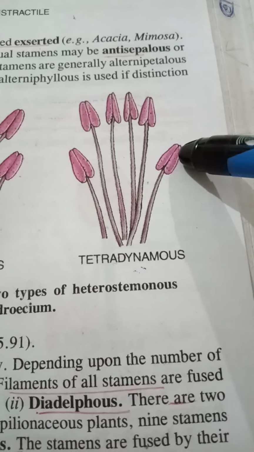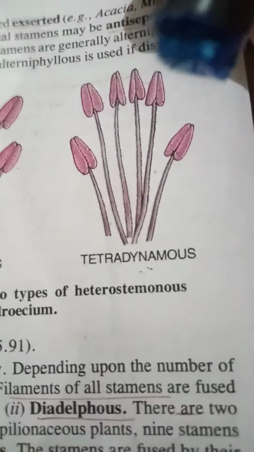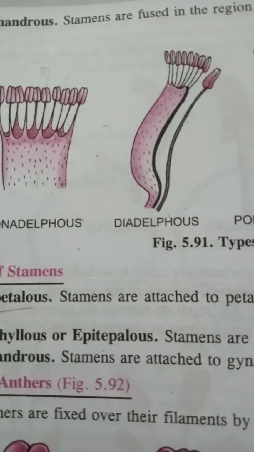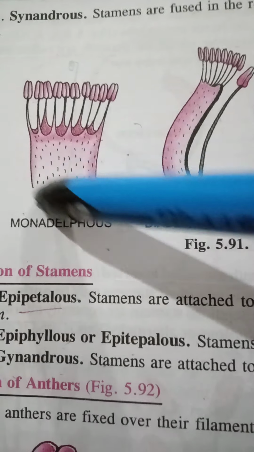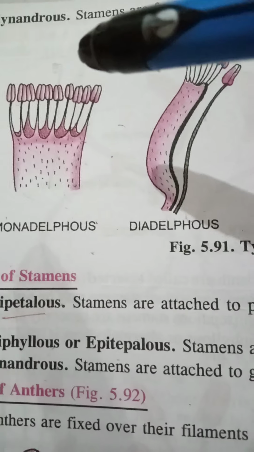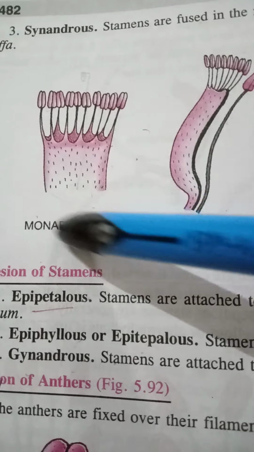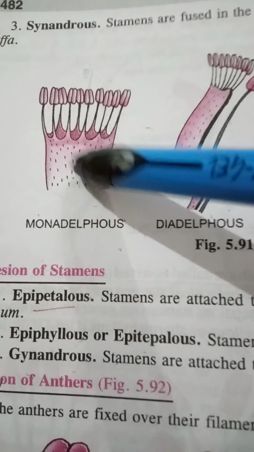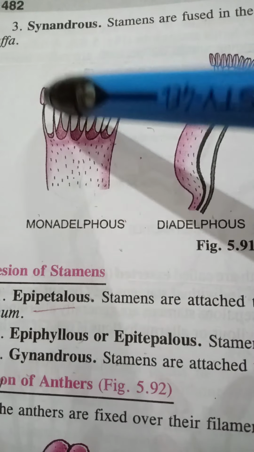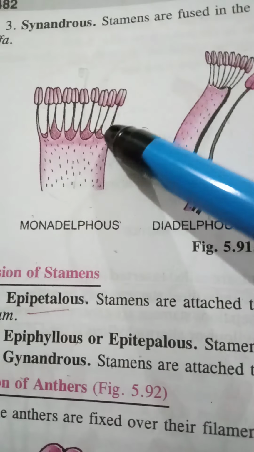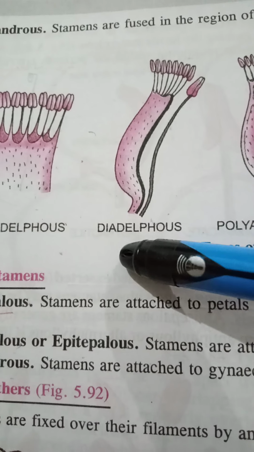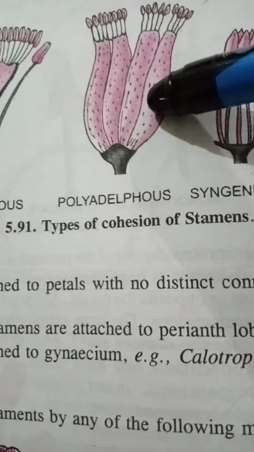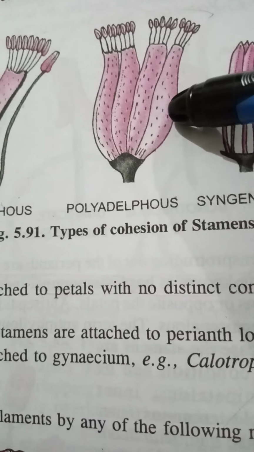Again, based on the cohesion of stamens, it can be of different types. Now as you can see, if the stamens are fused in the region of their filament, this is the filament portion, so their filaments are fused. This is known as adelphous condition. If it is forming a single group, as you can see here, a single group of anthers, that means the filaments are fusing to form a single group. This is known as monadelphous. If it is forming two groups, then it is known as diadelphous. And if it is forming more than two groups, then it is known as polyadelphous condition.